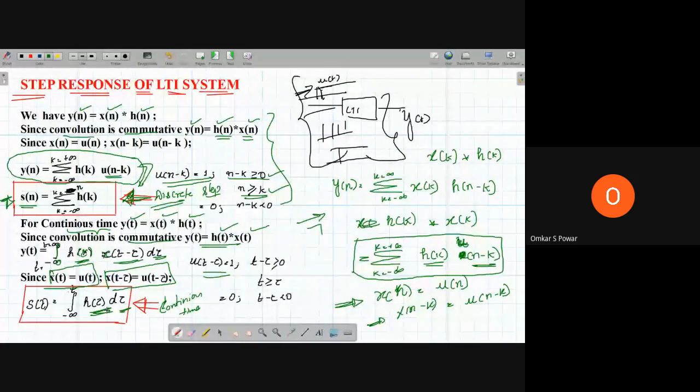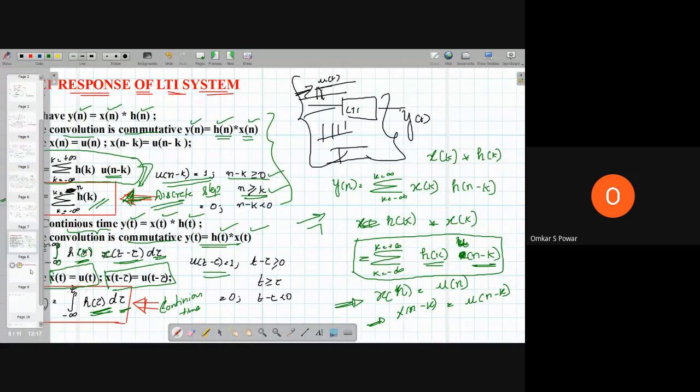Okay. So what is the meaning of this? If they give you the step response, it is nothing but the summation of your impulse response of the system, because h of k is nothing but your impulse response. Okay. So let us solve some 3 problems so you will get a better idea. So let me take this problem.